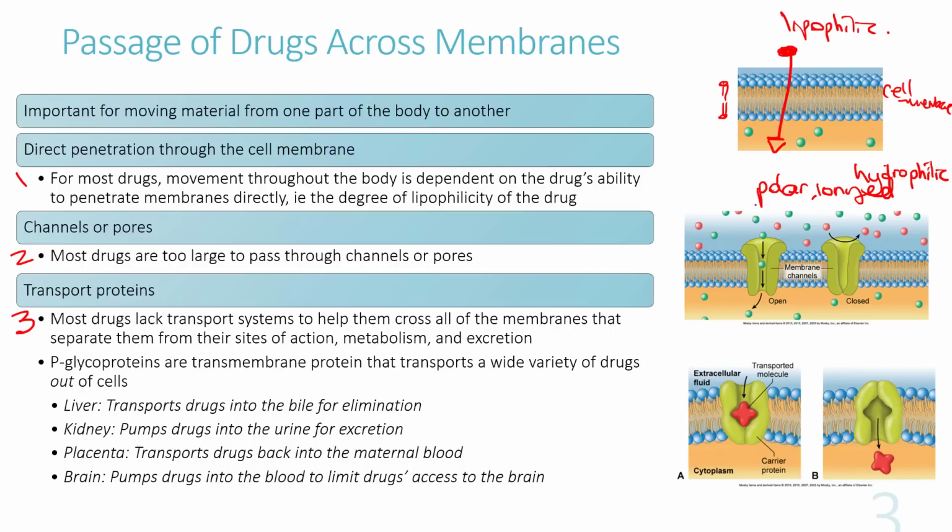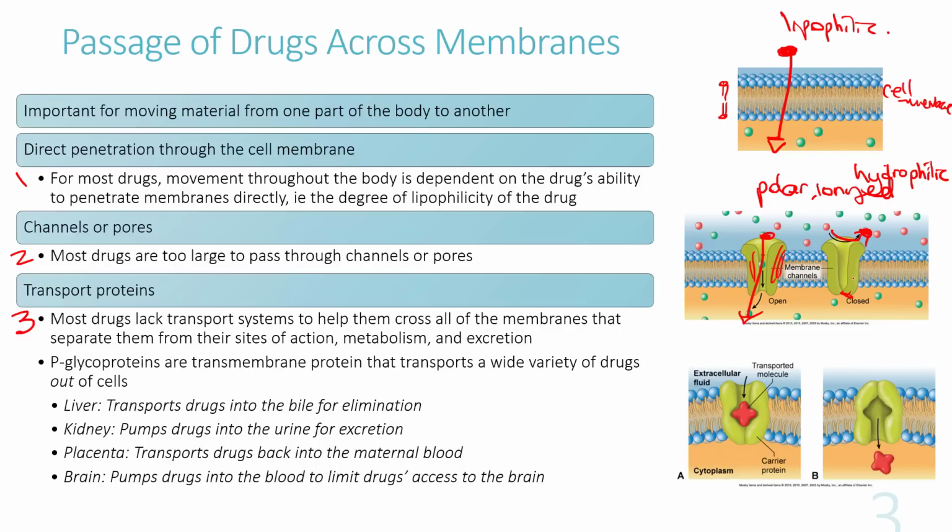And so what they need is they generally need either channels or pores. And you can see here, this is an example of a channel or pore. And you can see that the channel or pore is made out of protein. It's an integral membrane protein. And what happens is when the pores open, it allows substances to go through, right? When they're closed, the substances can't go across the membrane.